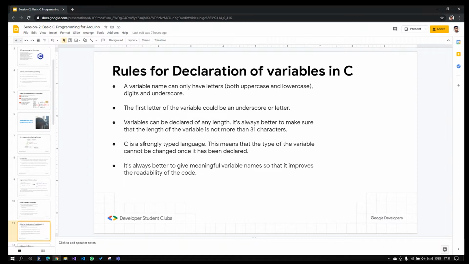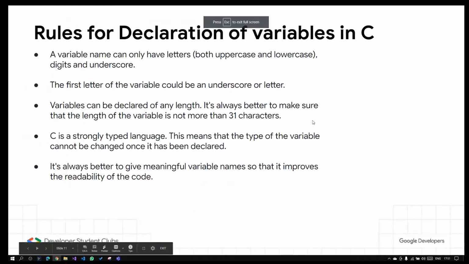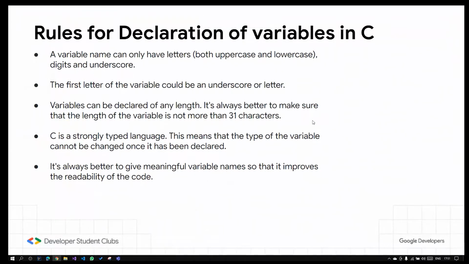Now, in the next slide, we move to some of the rules for declaration of variables in C. A variable name can have letters, both uppercase and lowercase. As we discussed in the previous slide, whenever there is a variable, it can't start with a number. So that's what the second point says: the first letter of the variable could be an underscore or a letter, but it can't be a number. Variables can be declared of any length. But here there is a small point to consider, and that is we have to make sure that the length of the variable is not more than 31 characters.